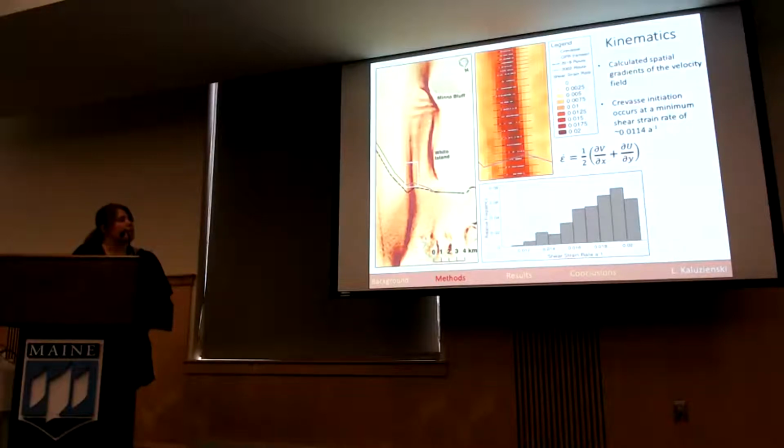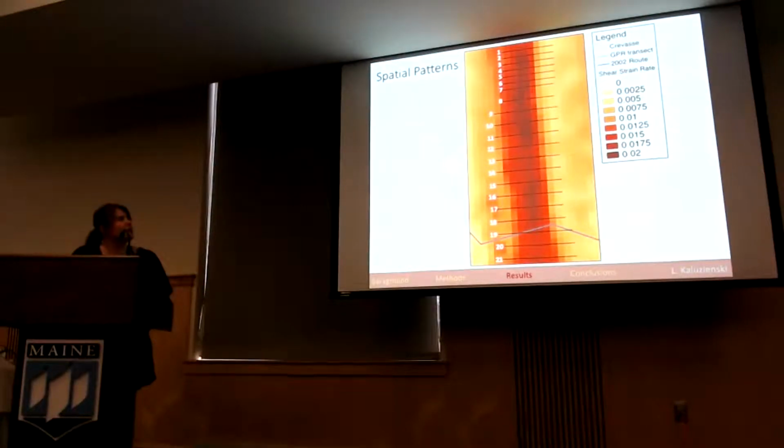Another key point is that we found a threshold beneath which we didn't find any crevassing. We found this crevasse initiation threshold at a shear strain rate of 0.0114, and we can use that in order to move forward. So real quickly, we'll look at a couple of spatial patterns.